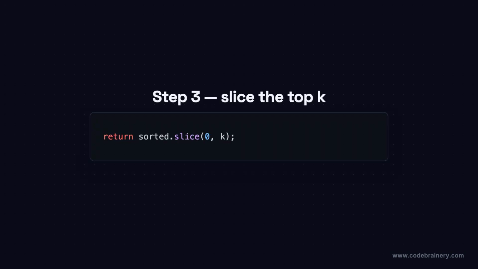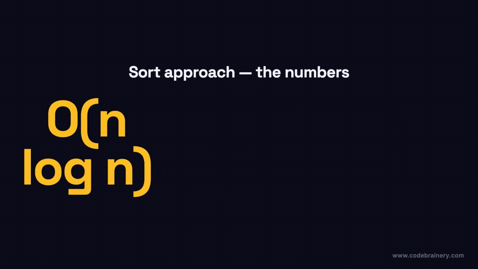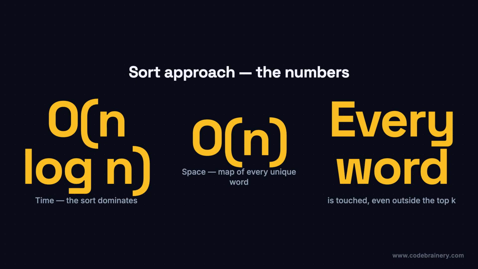Step 3, the slice. The sorted list already has the most frequent words in front. Just take the first k and return. Done. The numbers. Counting is linear in the input. Sorting the unique words dominates. Big O of n log n, where n is the input length. Memory is big O of n for the map. Good enough for the constraint, but we are still touching every unique word in the sort.